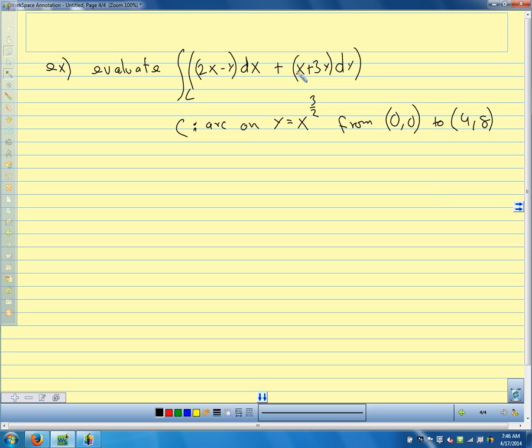So this is a line integral in differential form. So from the way it's set up, we can say that M is 2x minus y, and N, in the notation we used, was x plus 3y. And we need to find dx/dt and dy/dt, so for our parameterized curve. Well, since we have y equals f of x, what makes the most sense for our parameter on this curve?